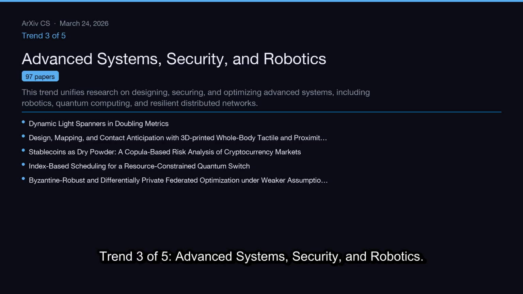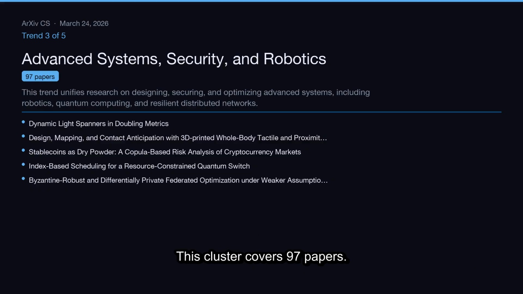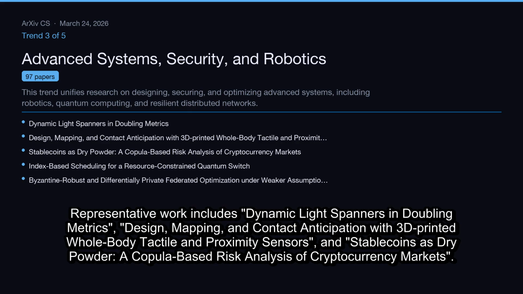Trend 3 of 5, Advanced Systems, Security, and Robotics. This trend unifies research on designing, securing, and optimizing advanced systems, including robotics, quantum computing, and resilient distributed networks. This cluster covers 97 papers. Representative work includes dynamic light spanners in doubling metrics, design, mapping, and contact anticipation with 3D printed whole-body tactile and proximity sensors, and stablecoins as dry powder: a copula-based risk analysis of cryptocurrency markets.